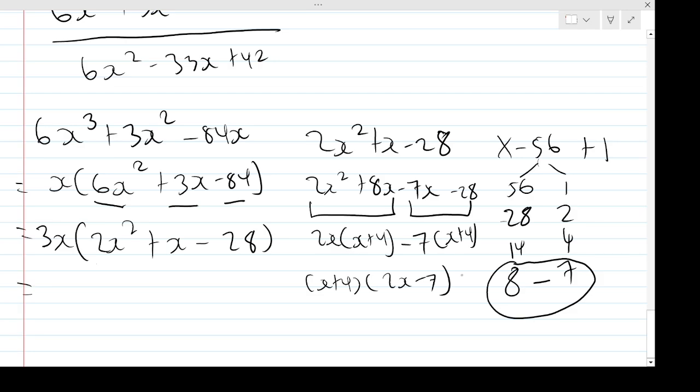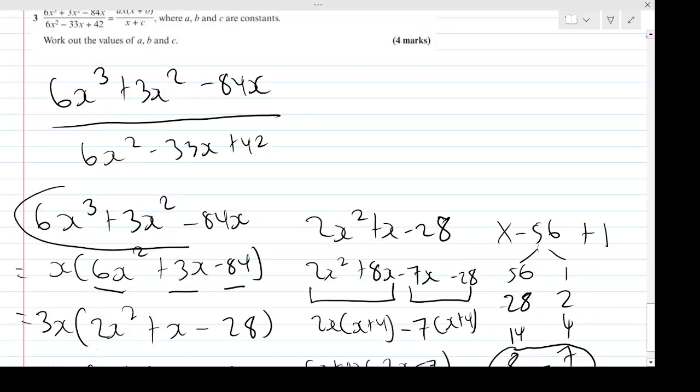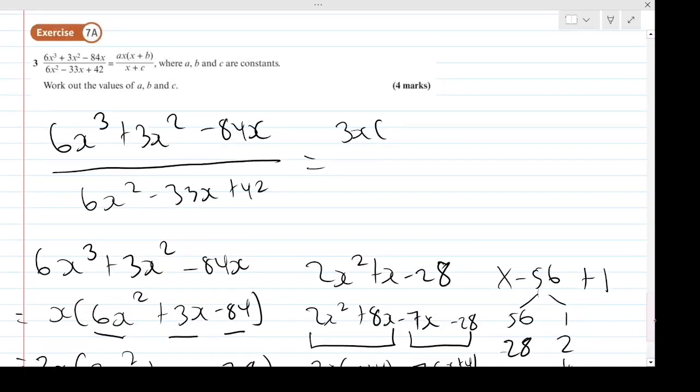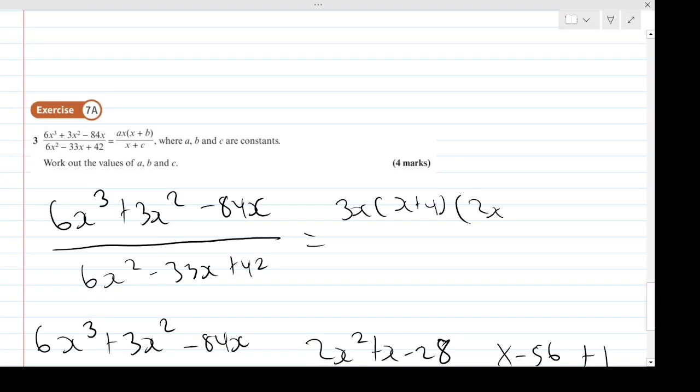Parts of brackets of x, I don't know. We get 3x, and then this quadratic we factorise to x plus 4 and 2x minus 7, okay? So I could bring that up to here. That was the numerator, remember. So now that has the factors 3x, x plus 4, and 2x minus 7, okay? Cool. So that's the numerator.